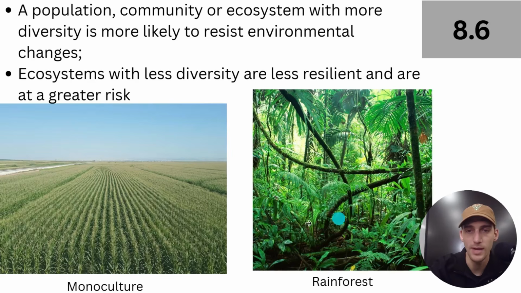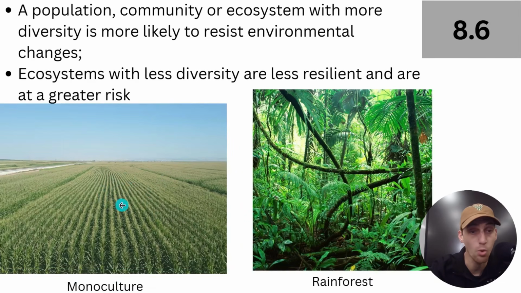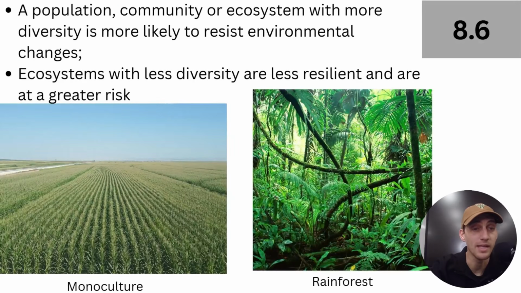If you contrast these two ecosystems right here, one, you have monoculture. This is a cornfield. It looks like there's a lot of them around where I live. In industrial farming like this, a lot of the corn plants, the crops, are just clones of each other. So there is very, very little, if any, genetic variation at all in this vast swath of land. Now contrast that to a rainforest.